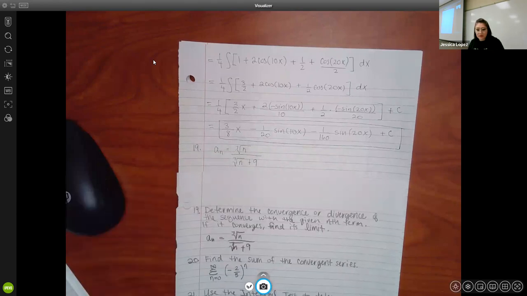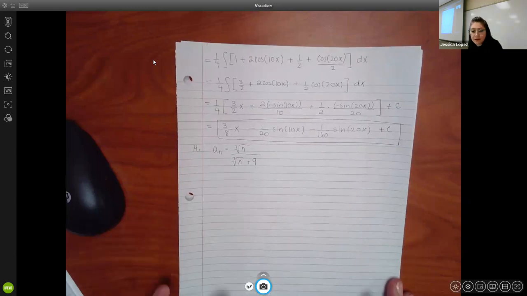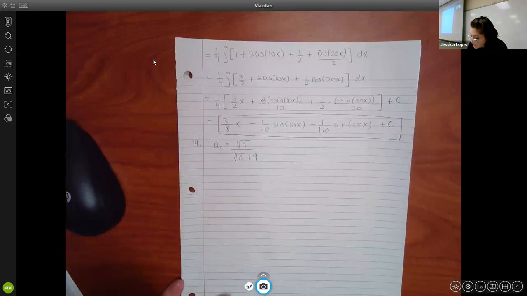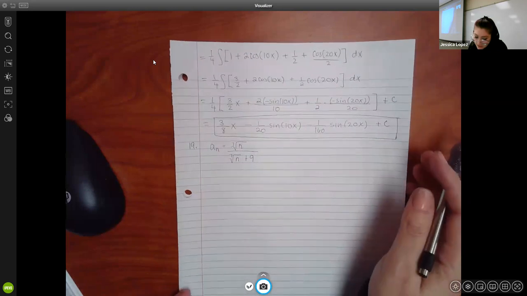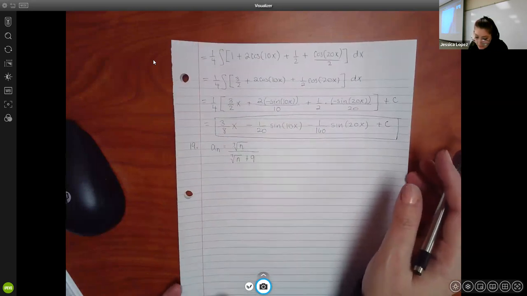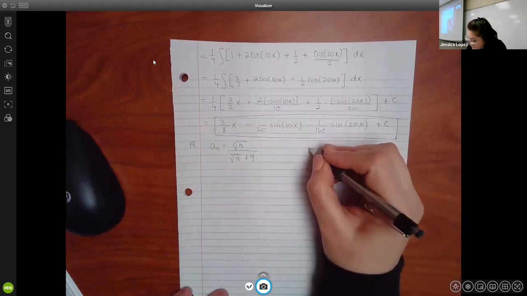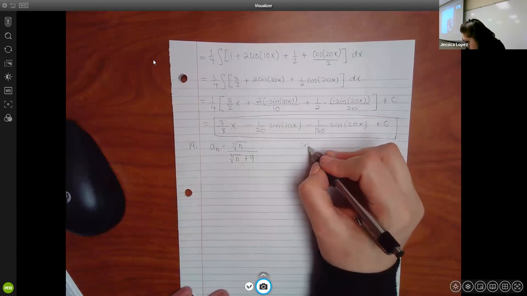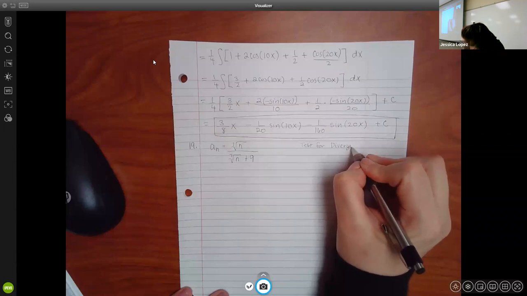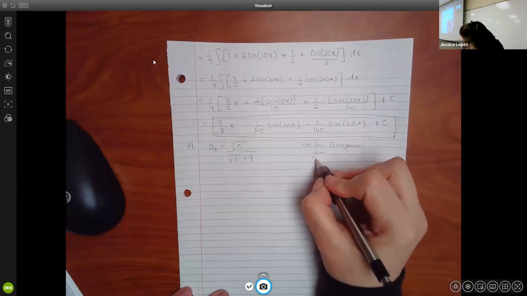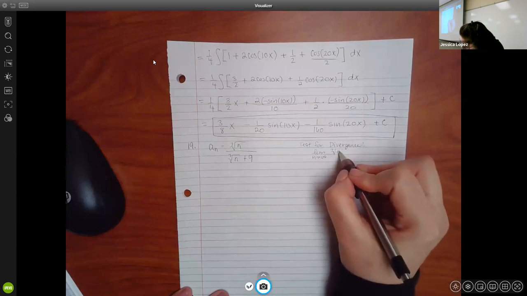So the directions say to determine the convergence or divergence of the sequence with the given nth term. If it converges, find the limit. Sequences can converge, so we'll have to find the limit. Let's see if it diverges, quick test for divergence. So we'll take the limit as n goes to infinity of this thing here.